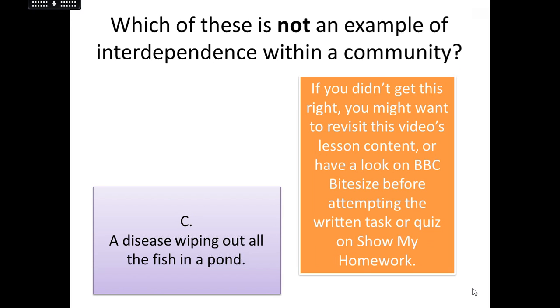interdependence. If you didn't get this right, by all means go back through this video, but I've also popped on the Show My Homework entry for this lesson a link to the BBC Bitesize link, which is about interdependence within communities. So do have a look through that before attempting the writing task or quiz if you didn't get that right, to give yourself a boost.